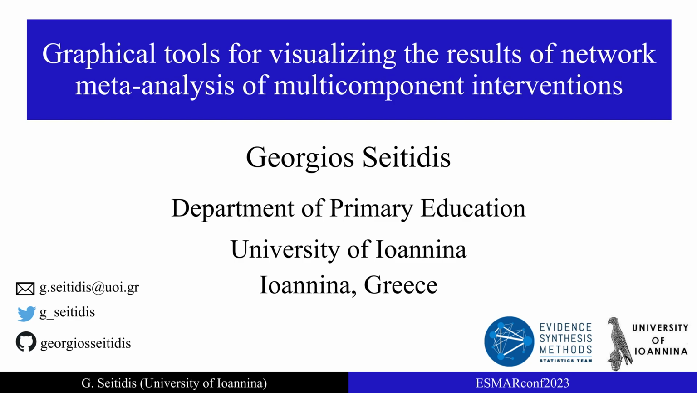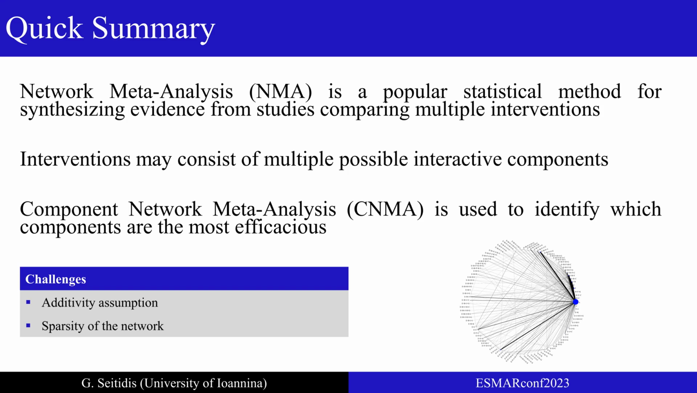Network meta-analysis is an established statistical method for synthesizing evidence from studies that compare multiple interventions. Networks usually include interventions that consist of multiple and possibly interactive components, such as the characteristics of the intervention, the mode of delivery, if it is delivered face-to-face or remotely, individually or in groups, the type of provider, the location, etc. These interventions are referred to in the literature as multi-component or complex. When they are present, the interest usually lies in the identification of the best component.